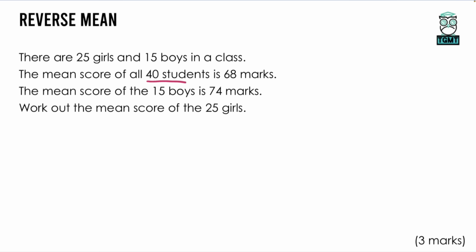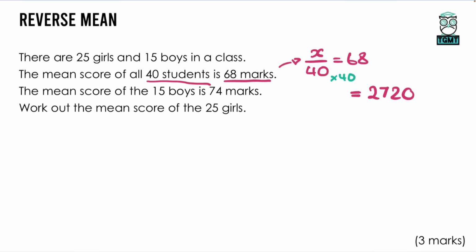So 40 students that have a mean of 68, we would have taken their total, let's call it x, we would have divided by 40, and we'd have got 68. So in order to work out their total, we just need to multiply 68 by 40. So 68 times 40, I'm going to type that in on the calculator, gives me a total of 2,720, and that's for all of them. So you can label that with whatever writing you want, but just remember that is an important number there. That's the total of everybody.